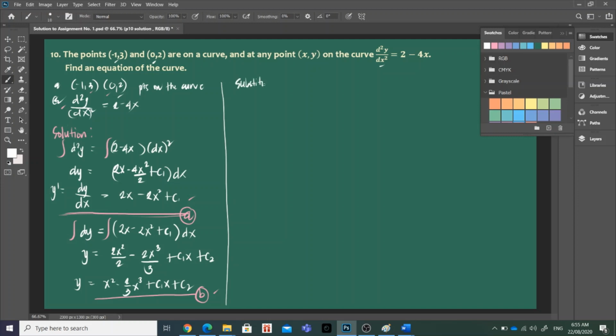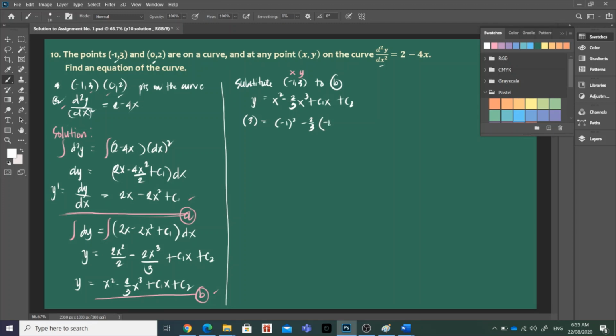Okay, substitute negative 1, 3, 2B. So y is equal to x squared minus 2/3 of x raised to 3 plus c sub 1 x plus c sub 2. Okay, so negative 1 is our x, and 3 is our y, para hindi nakakalito.